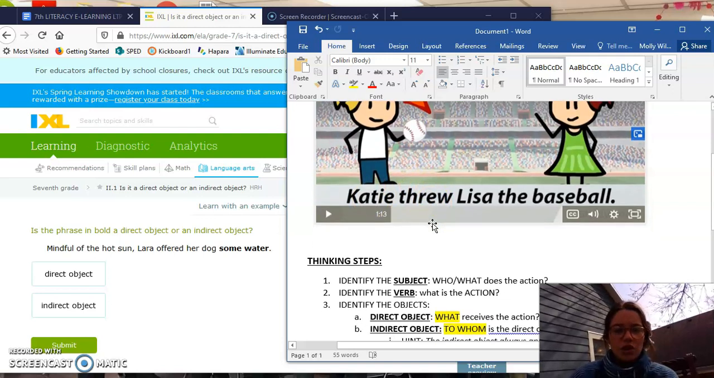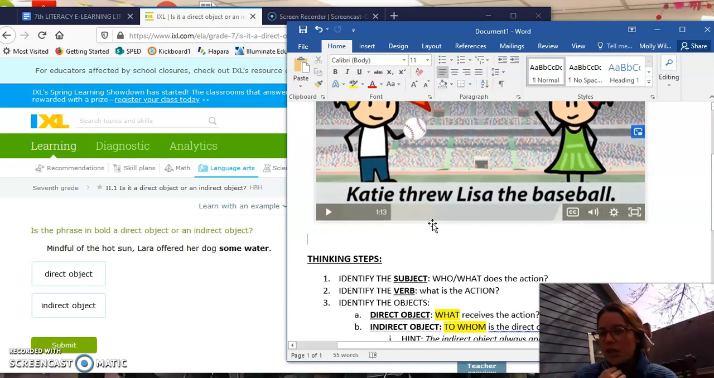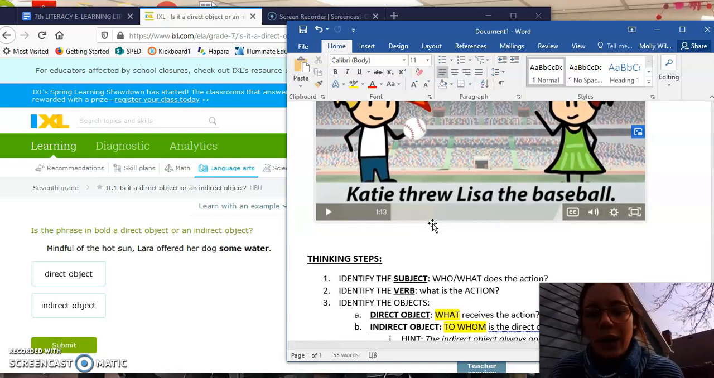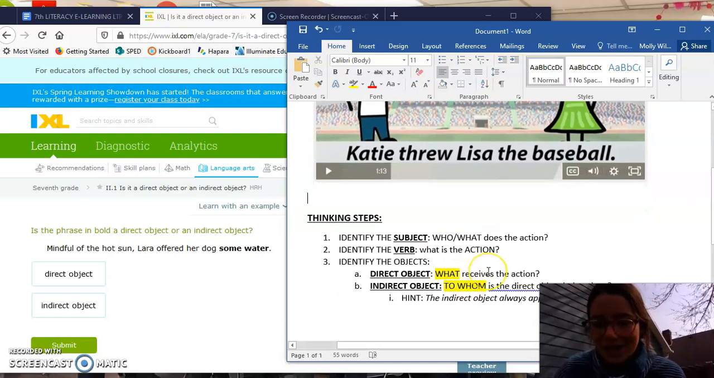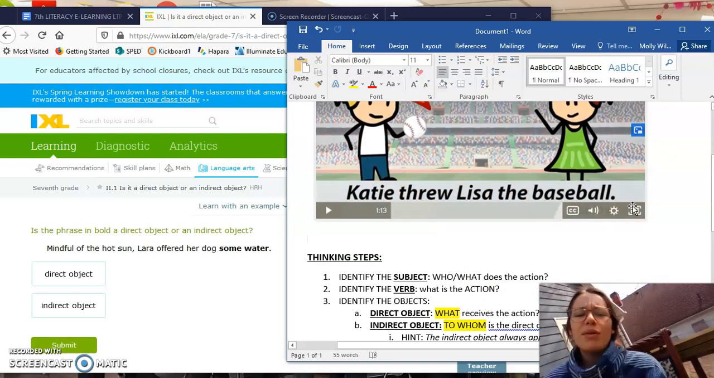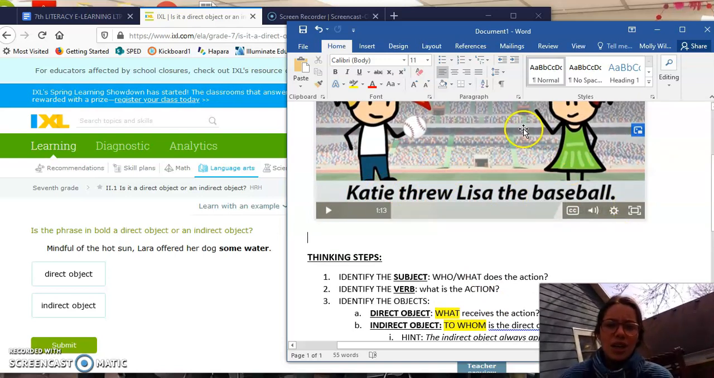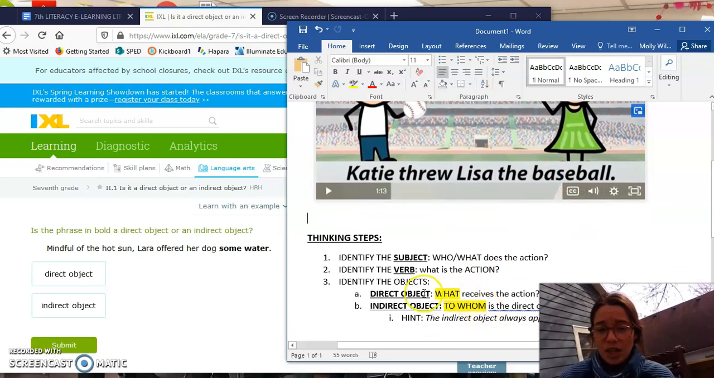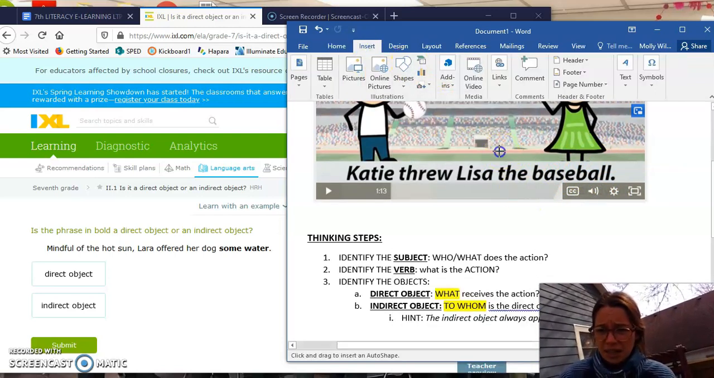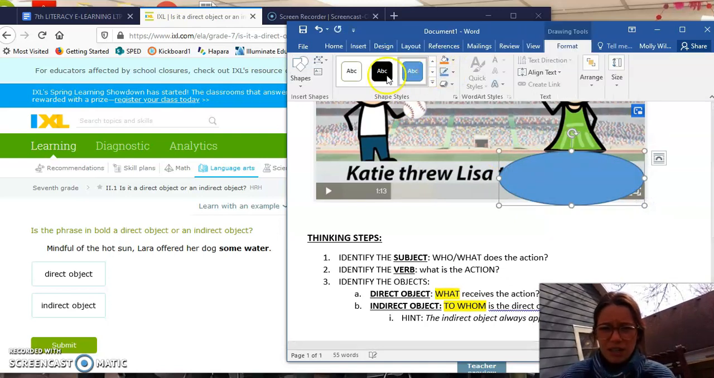We're always going to find a direct and indirect object after it. So the objects of sentences are basically what comes after a verb. So what is the verb doing? What receives the action here? Katie threw Lisa the baseball. What receives the action here? Threw what? Is it Lisa or the baseball? Lisa's a person, so that can't be it. Baseball, right. So what receives the action is the direct object. Baseball. That's the direct object.